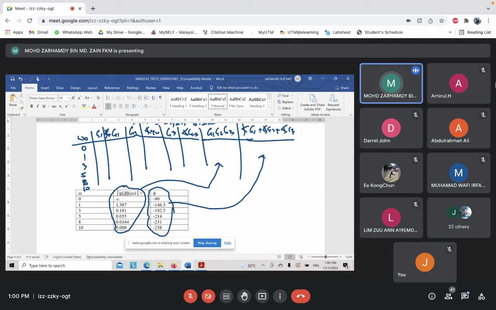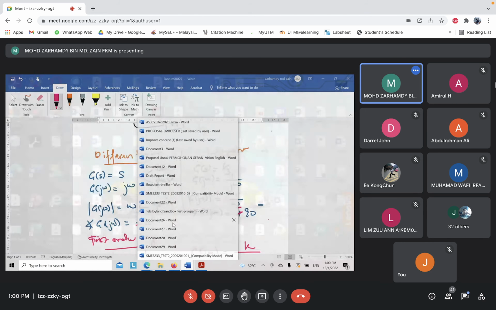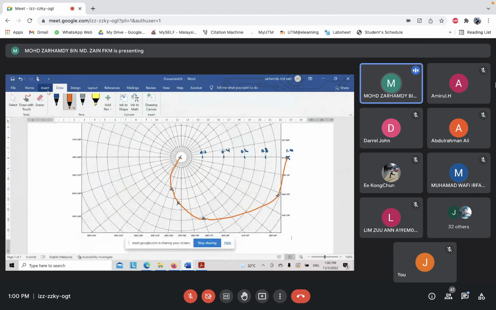I will show you the sketching of the root of Nyquist. So from here, now from here we need to draw our graph. Jadi kita nak tengok polar graph ni. So kita kena buatlah polar graph. Mana tadi? Okey. Saya buang dulu.